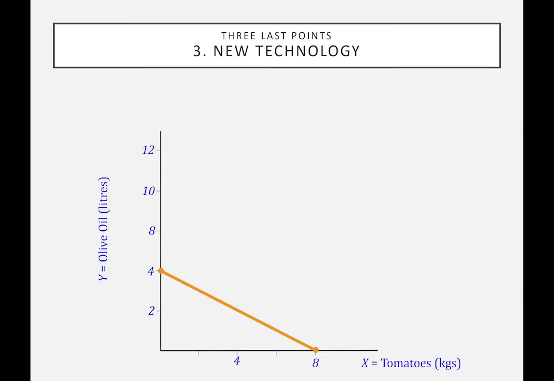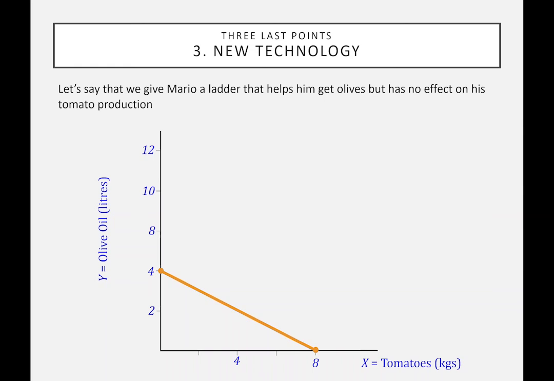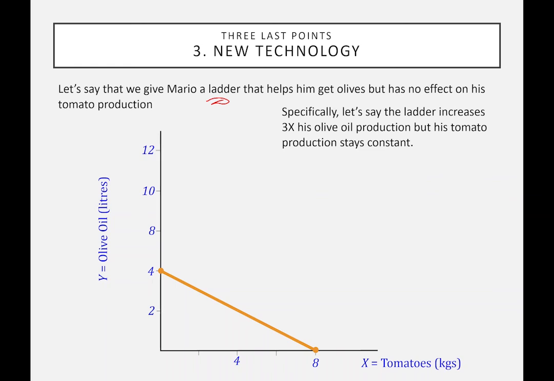Now, let's go to this last idea, the concept of introducing some kind of new technology. So let's say we give Mario a ladder. So he's got this ladder now, which means that he can get up into the olive trees faster, more easily. And so let's just say, for the sake of argument, it means his olive production goes up 3 times. But you notice something, tomatoes grow close to the ground, so the ladder is completely useless. If he wants to go out and get tomatoes, he just leaves the ladder at home. He's not going to take it with him. No help whatsoever. So what is the effect of this new technology?